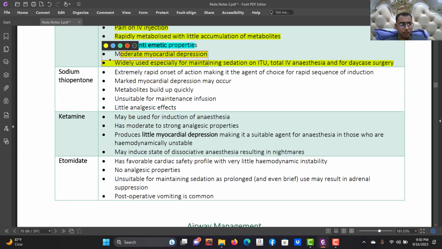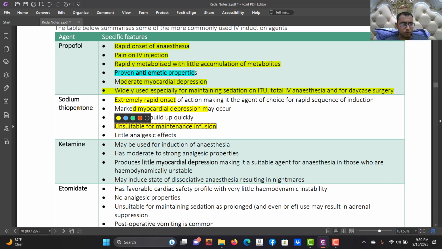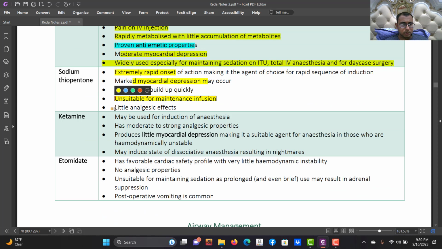And sodium thiopental is an ultra short acting anesthetic with extremely rapid onset. Marked myocardial depression can occur, so it is unsuitable for maintaining infusions. It can be given the first time, but maintenance must be done by propofol. There is little analgesic effect.